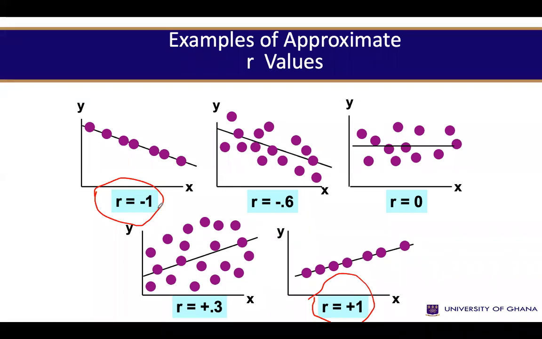But the relationship can be a perfect negative correlation, or a perfect positive correlation. And then we also have another one where the correlation coefficient is negative 0.6. This is a fairly strong relationship, as you can see. And when you draw a line through that, you see that it's a negative correlation. This is no correlation at all. This is a weak positive correlation, and that's a perfect positive correlation, as I've already indicated.